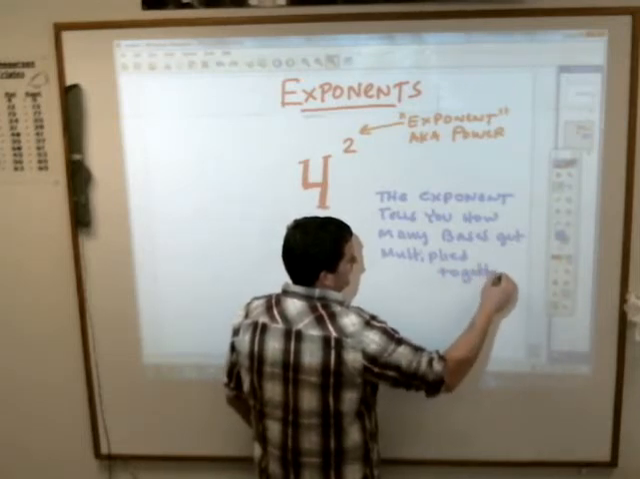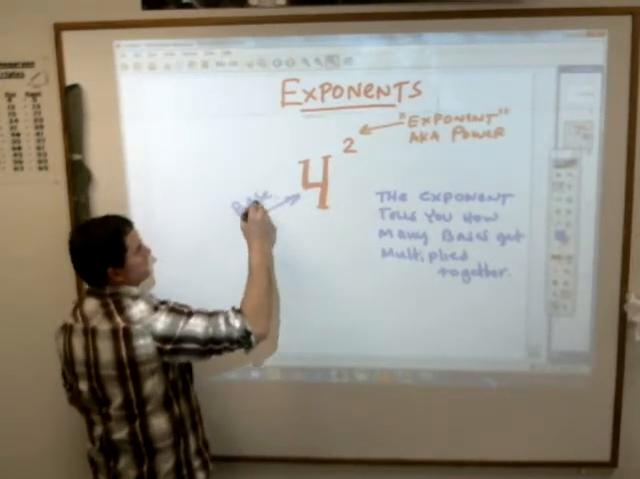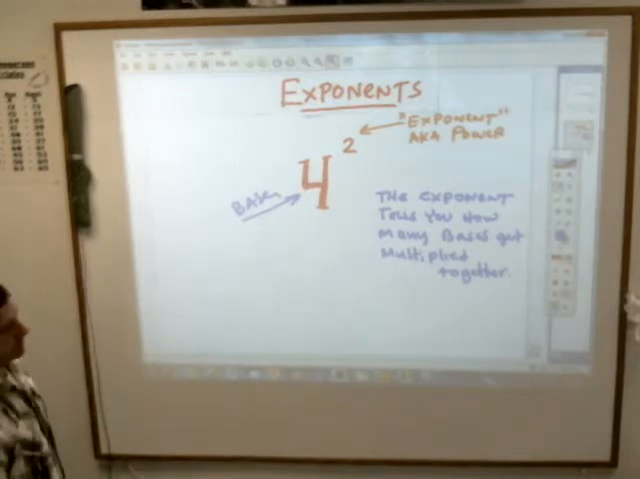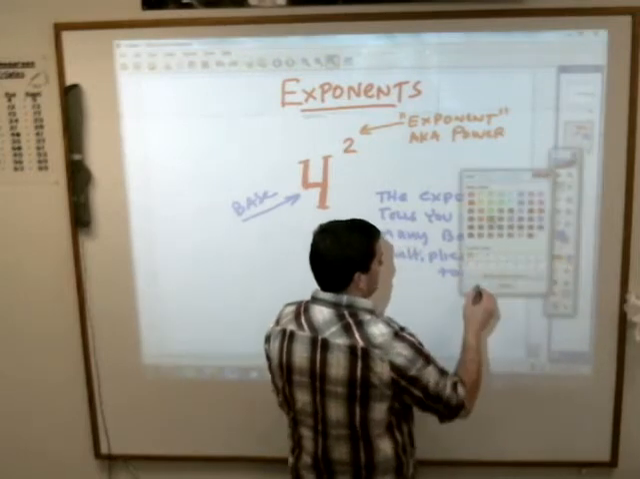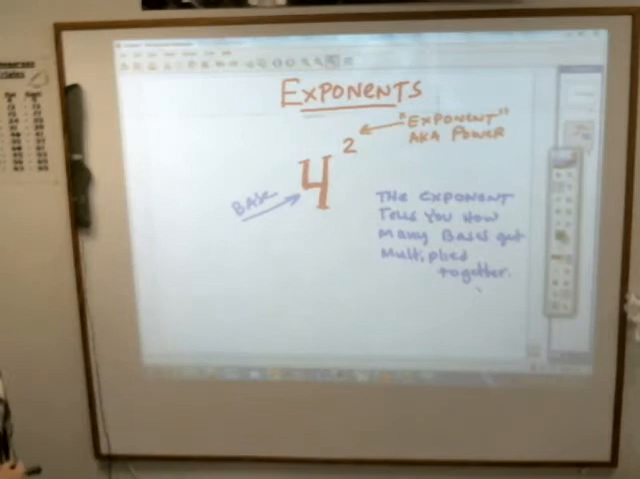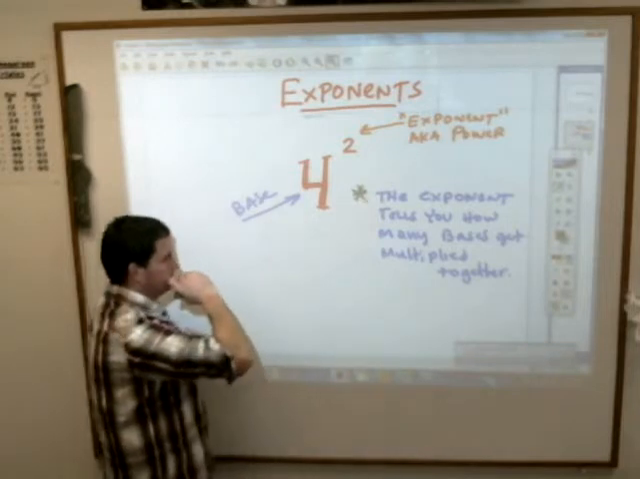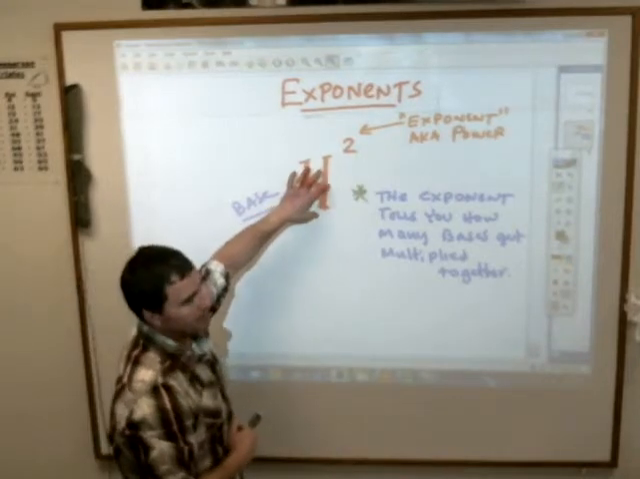Which isn't going to make any sense until you tell you that this is the base. The little number is called the exponent, the big number is called the base, and the exponent tells you how many bases get multiplied together. I'll give you a chance to write that down before we go any farther. The exponent tells you how many bases get multiplied together. Got that written?